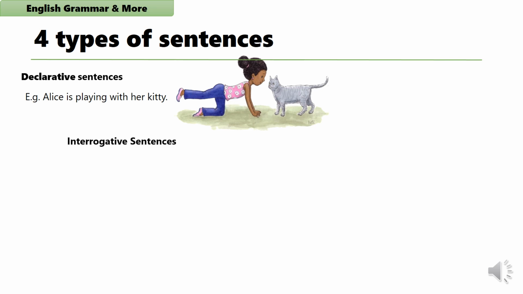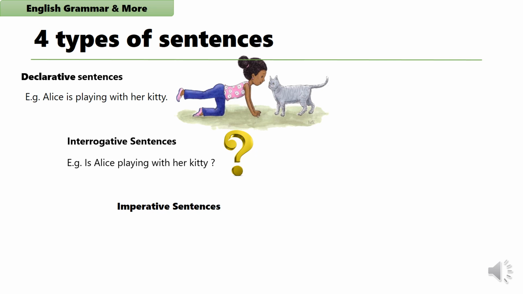Another type of sentences are interrogative sentences. In interrogative sentences, we ask questions. Is Alice playing with her kitty? Yet another type of sentences are imperative sentences. In imperative sentences, we either give command or instruction. For example, stop playing with the kitty.